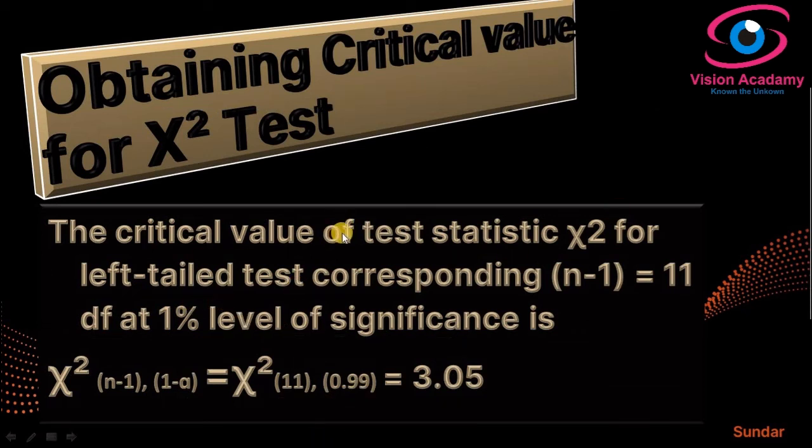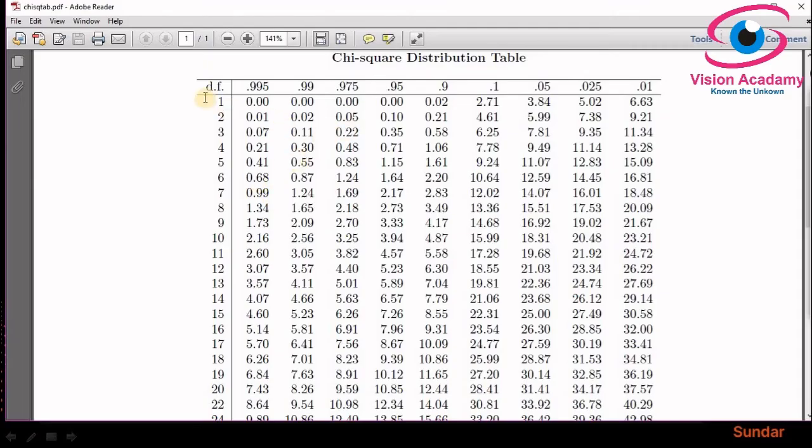Then let us move to the x square table for the same purpose. So this is an x square table, and as you know, this column is the degree of freedom, and this is the significance level.